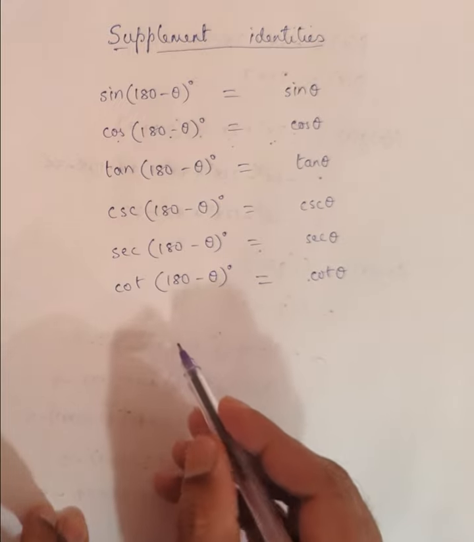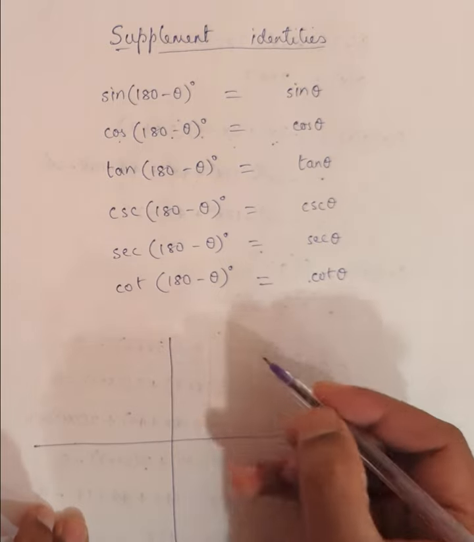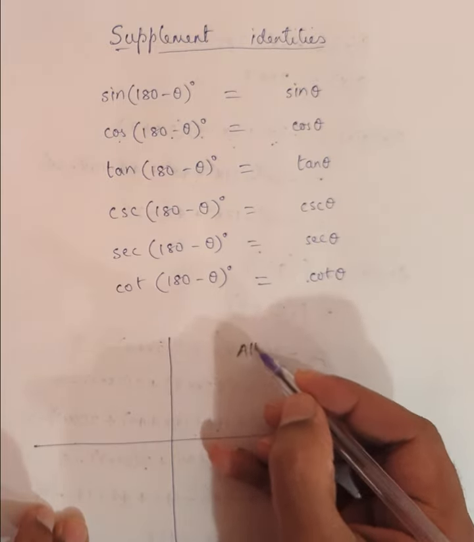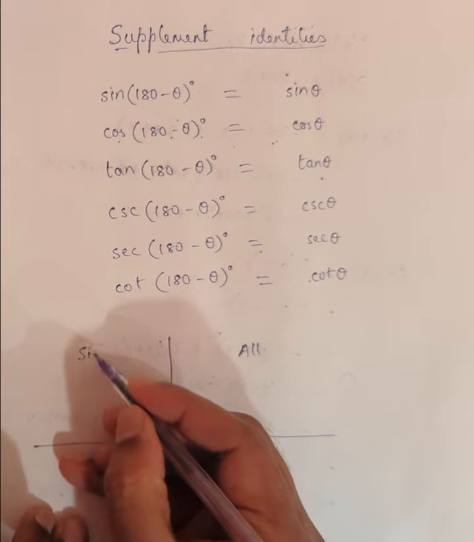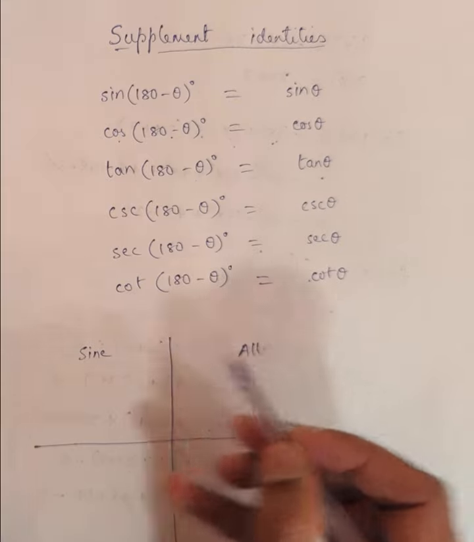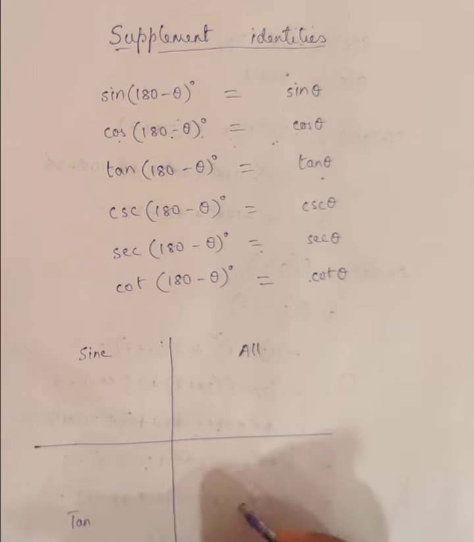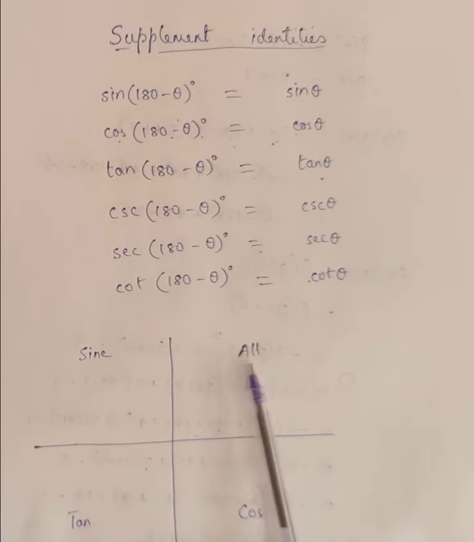And which ones will be negative? We want to know where our trig functions are positive. So here is what we want to remember. In the first quadrant, all are positive. In the second quadrant, sine is positive. In the third, tan is positive. And in the fourth, cos is positive. You can remember the sentence "add sugar to coffee," and from there you can get that all, sine, tan, and cos.